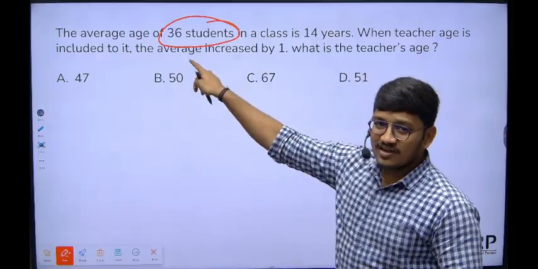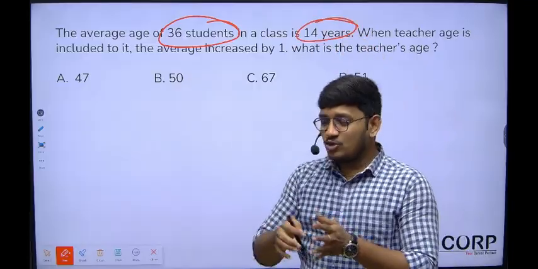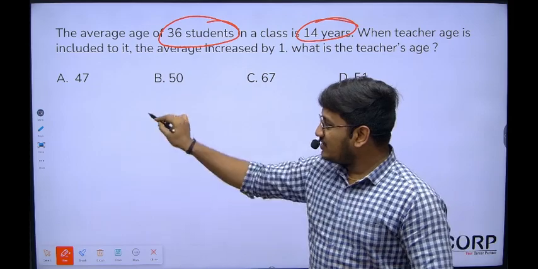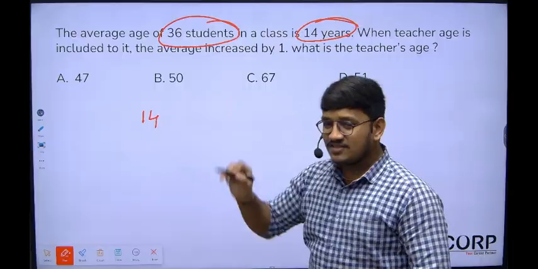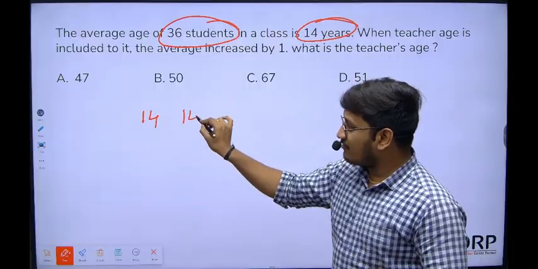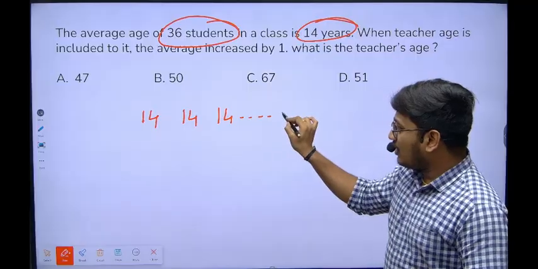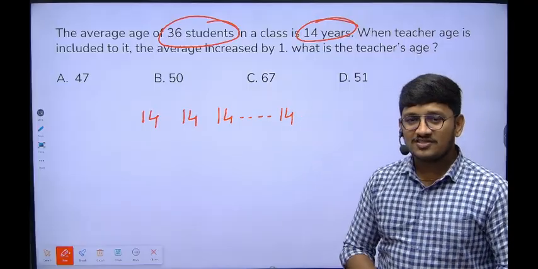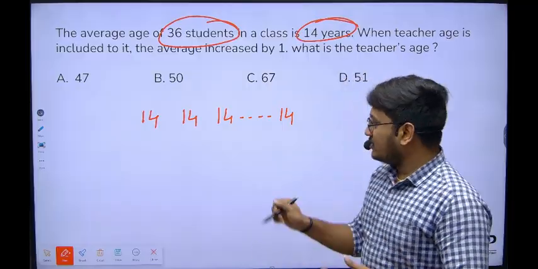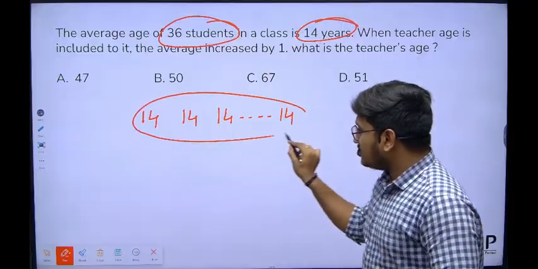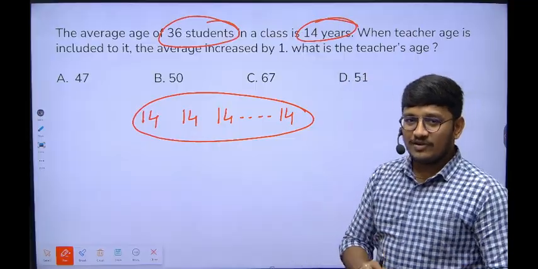There are 36 students in a class, and their average is 14 years. Now what I can assume is that each of the 36 students has 14 years of age or weight, whatever it is. I'm just considering that the first person has 14 chocolates, the second person has 14 chocolates, the third person has 14 chocolates. Likewise, all 36 students each have 14 chocolates, so obviously the average would become 14.